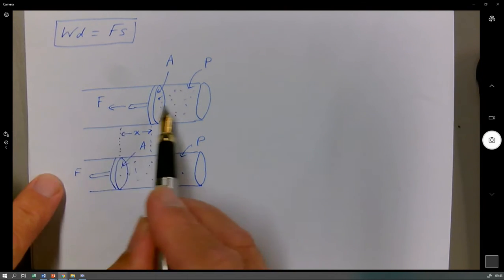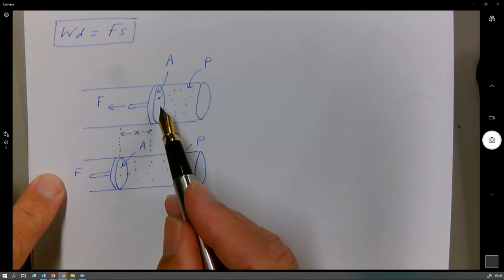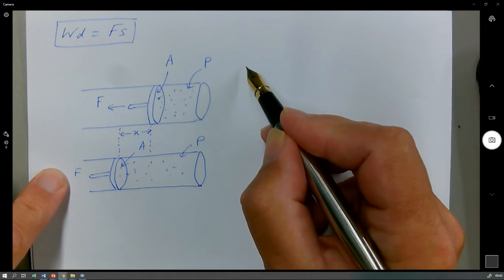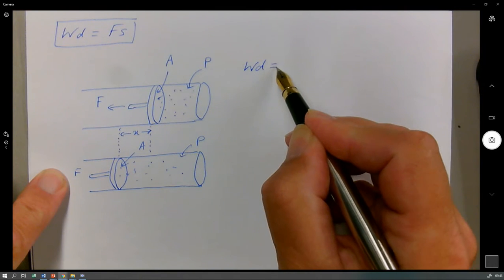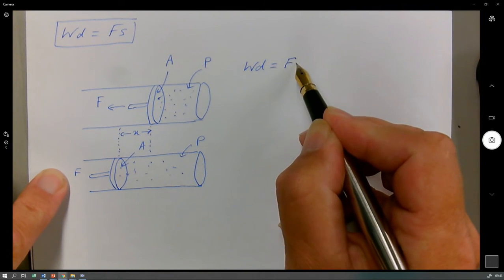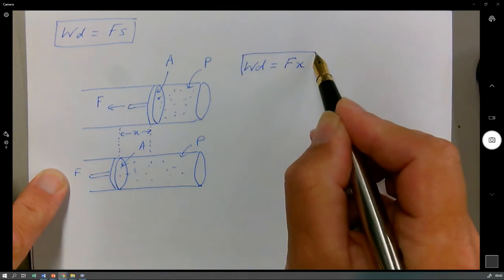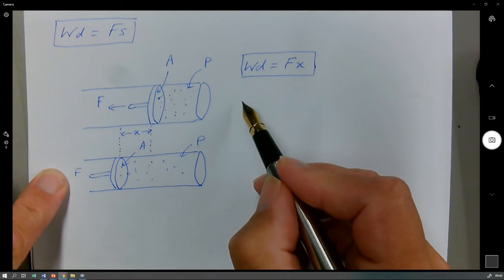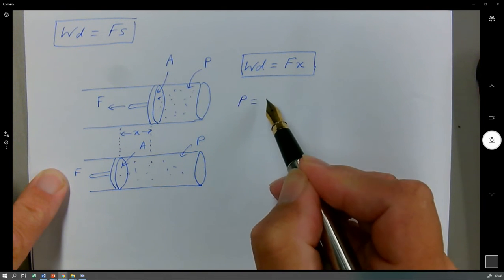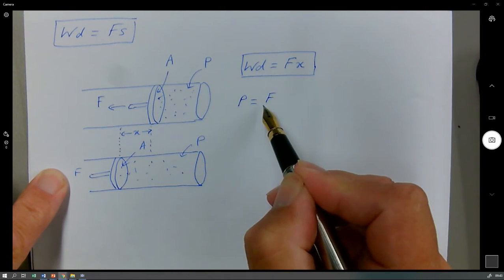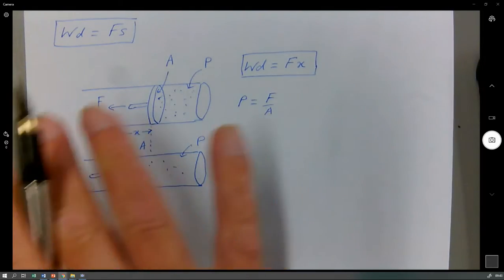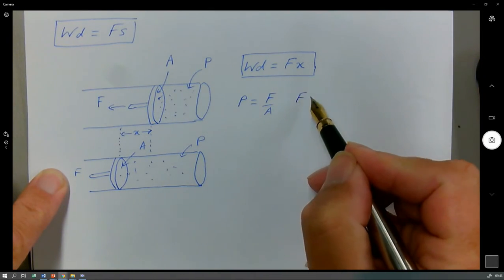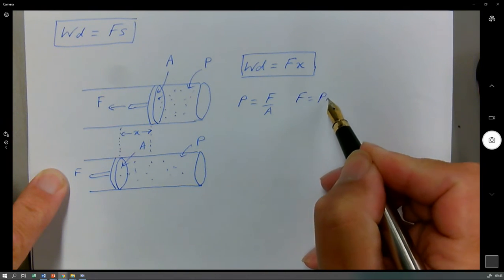Yes. A force has moved this object a distance x. So let's write this down. The work done is equal to F times x. Super. What is that force? Well, we know from GCSE physics again that pressure is force over area. Force spread out over an area in pascals. If we rearrange that, we get force is equal to pressure times area.